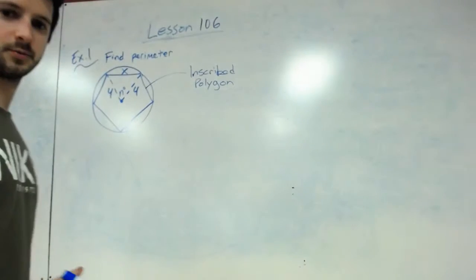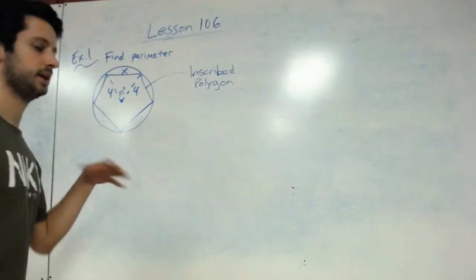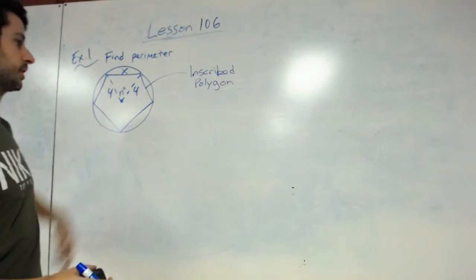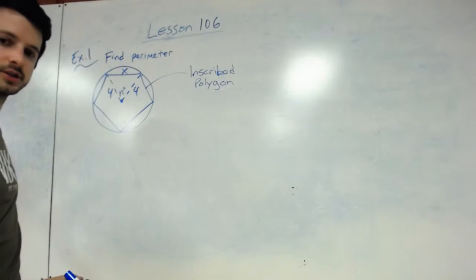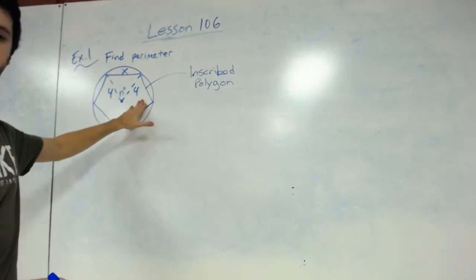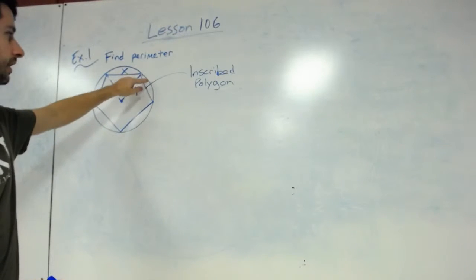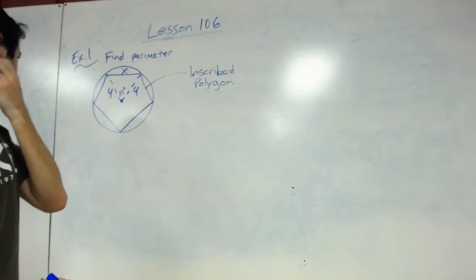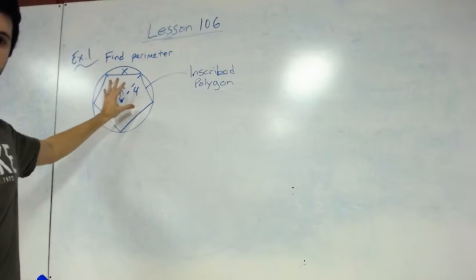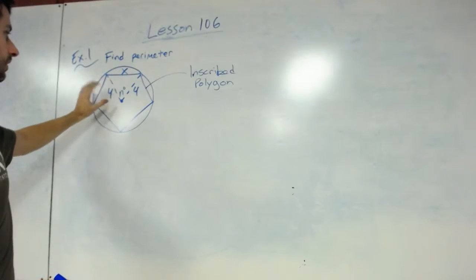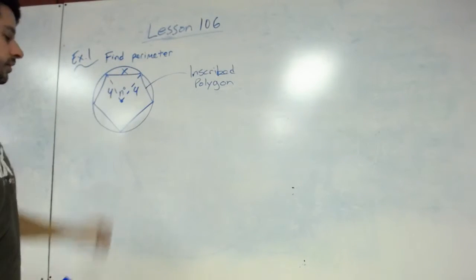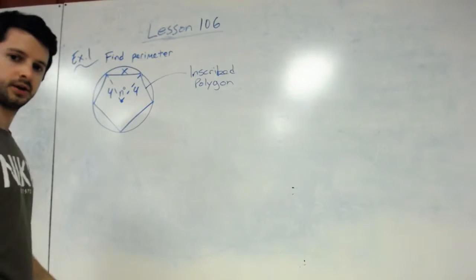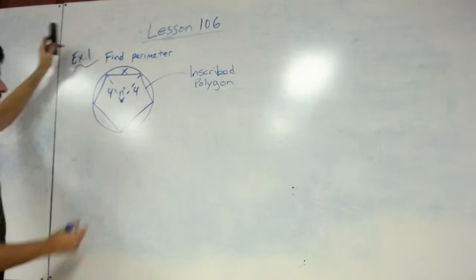In lesson 106, we're going to talk about inscribed polygons and circumscribed polygons. First, an inscribed polygon is just a polygon inside of a circle. So we have a pentagon here inside of a circle, and its endpoints meet on the circle. Example 1 wants us to find the perimeter of the pentagon.